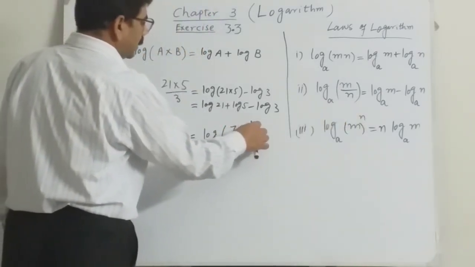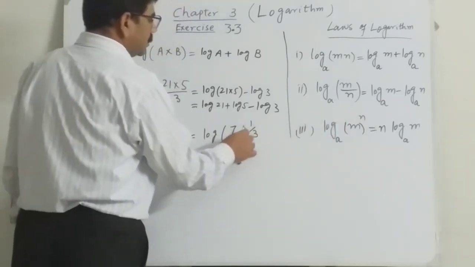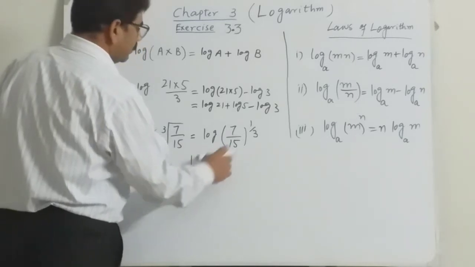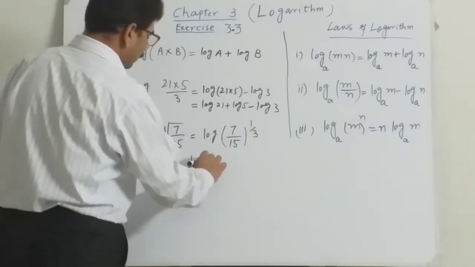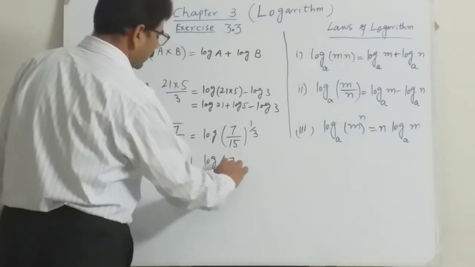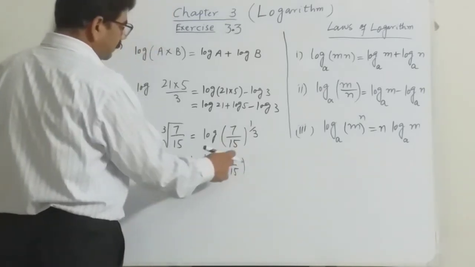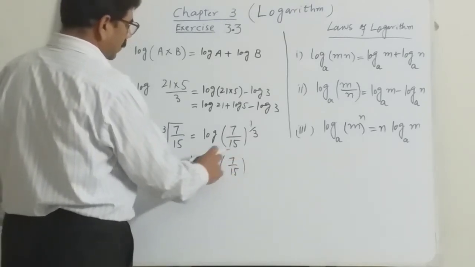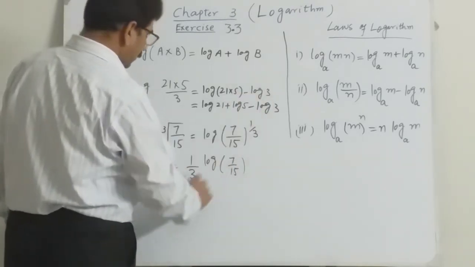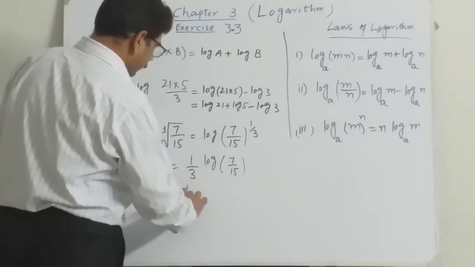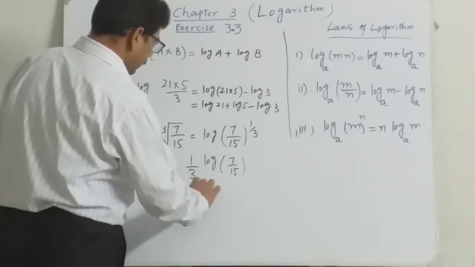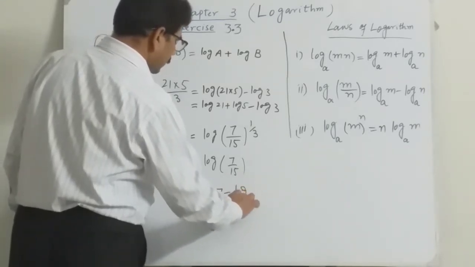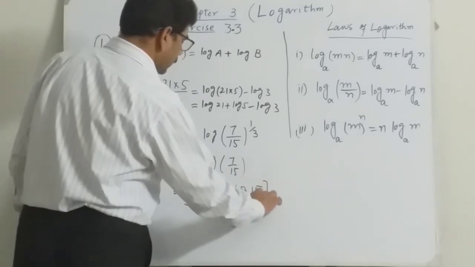Here for n we are having 1 over 3, therefore we can write it as n, meaning 1 over 3, multiplied by log of 7 over 15. Now log of 7 over 15 can be written as difference of the logarithm of 7 and 15 according to second law. We can write it as 1 over 3 multiplied by log 7 minus log 15, and that will be the answer.